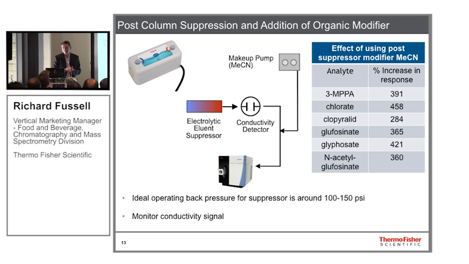I mentioned adding organic modifier after the separation. The reason is that, as you can see from this slide, you get an increase in the response because of the desolvation in the mass spectrometer. For these analytes, we're getting an increase in response of maybe 300-400% in the setup which we're using. So we get an increased response to the compounds. The ideal operating back pressure for the suppressor is around 100-150 PSI. And I mentioned that we already monitor the conductivity signal continuously.